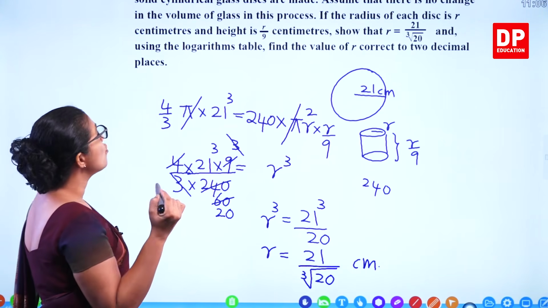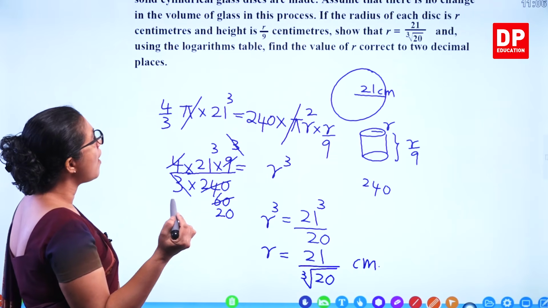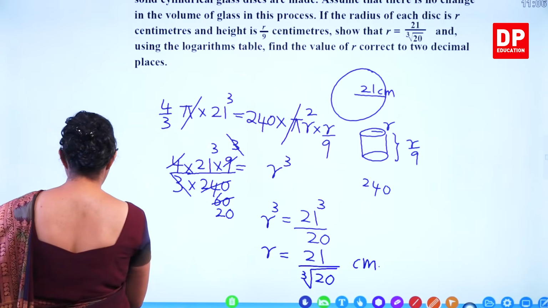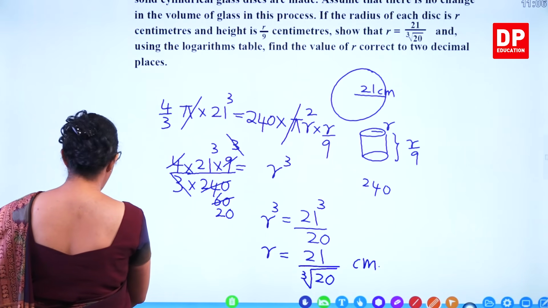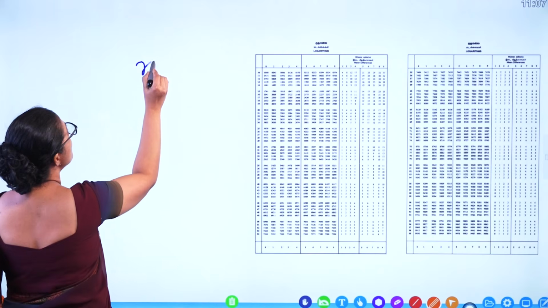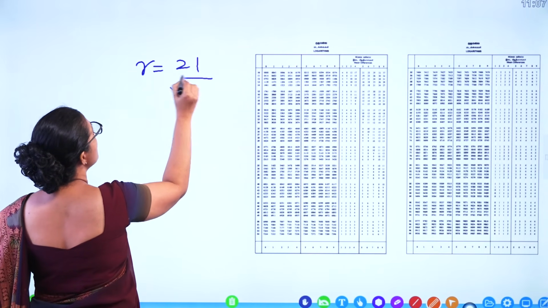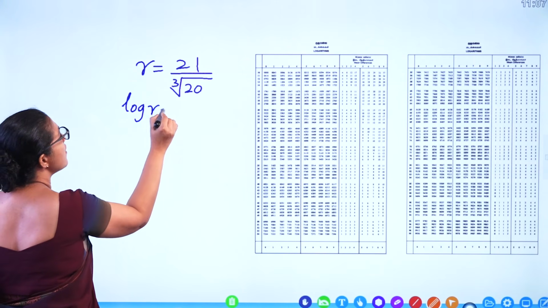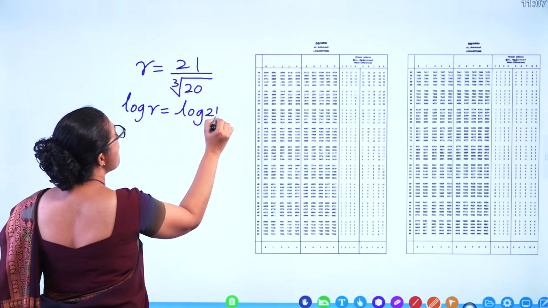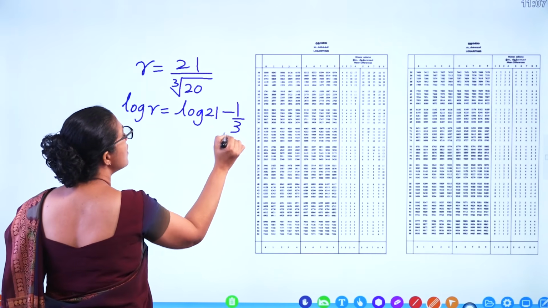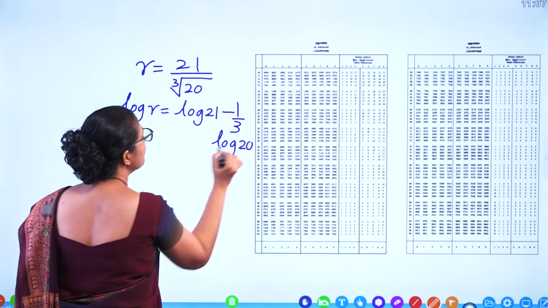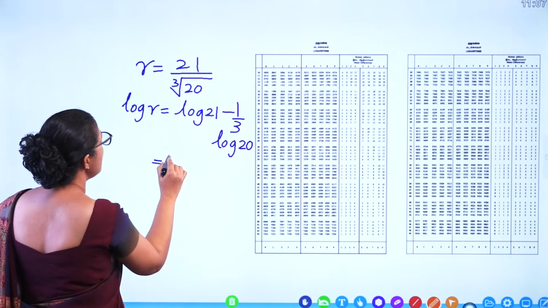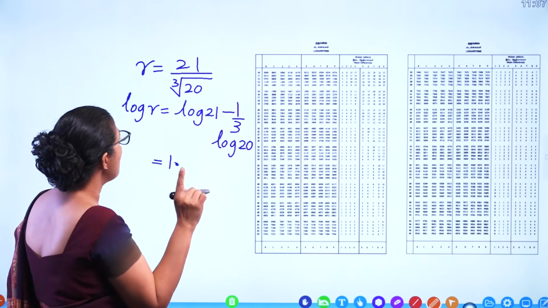And now you have to use logarithms table to find out the value of r correct to 2 decimal places. So we'll do that in the next page. 21 over cube root of 20, that's r. Take log both sides. Log r equals log 21 minus 1/3 of log 20. Log 21, that's 1 point something. So here use logarithmic tables.